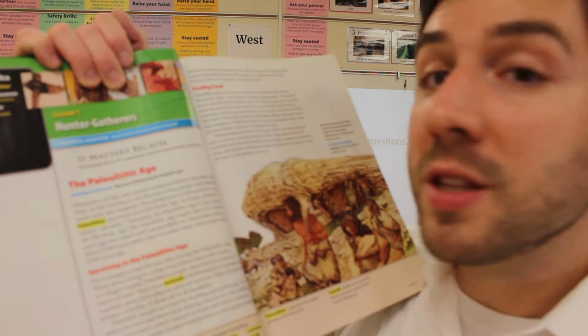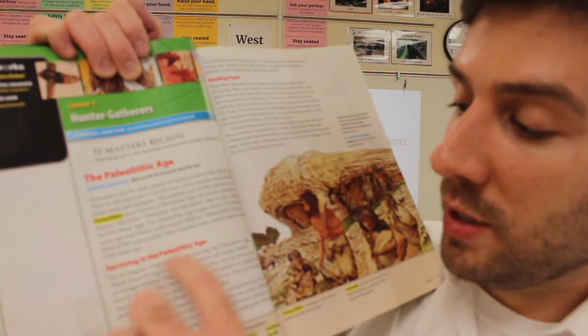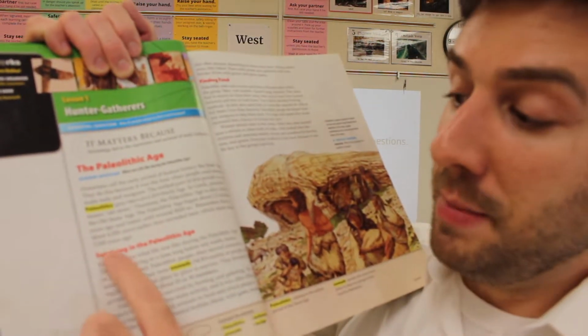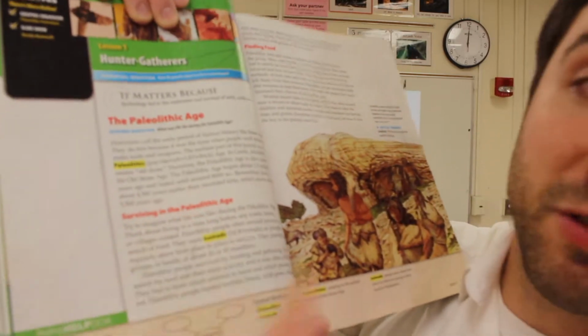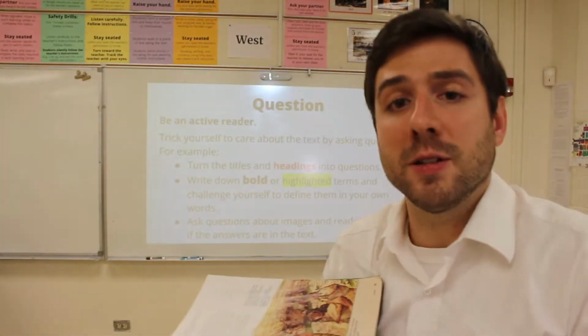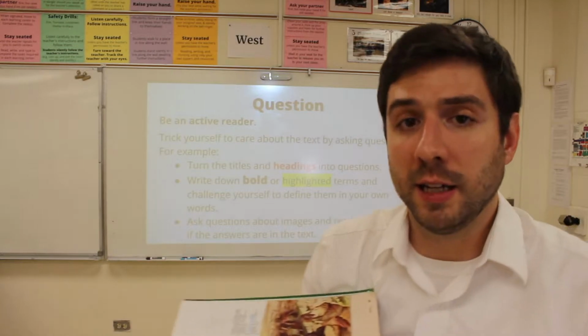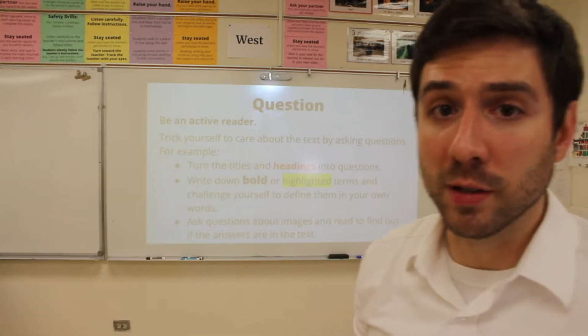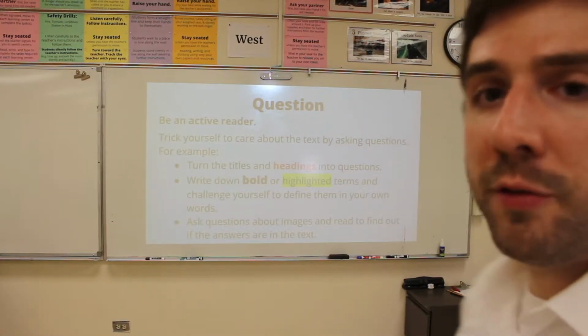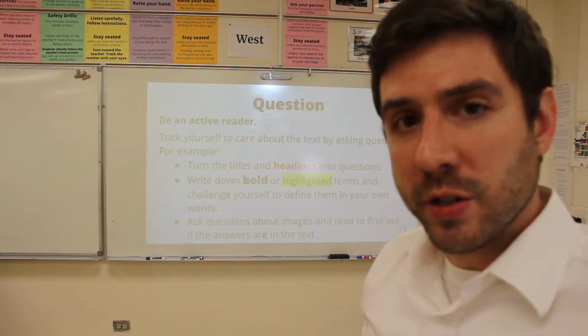My question might be, what is the Paleolithic Age? What does that word mean? And maybe, how did humans survive through this age? There must have been some kind of obstacles to survival. How did they surpass that? How did they overcome those obstacles? So you do that for each heading. Write down a question or two.